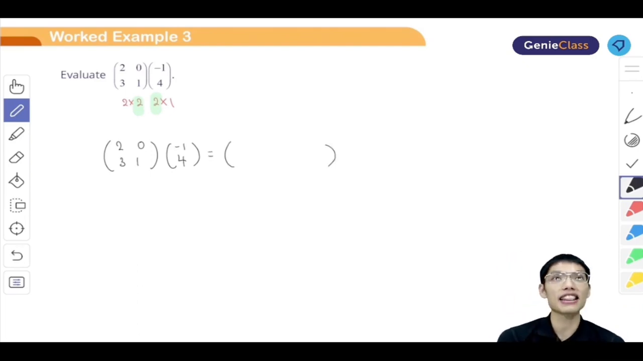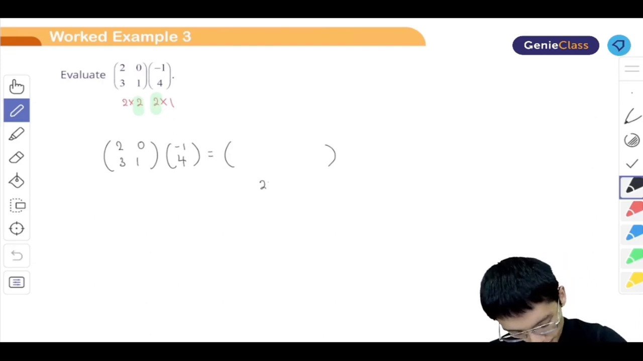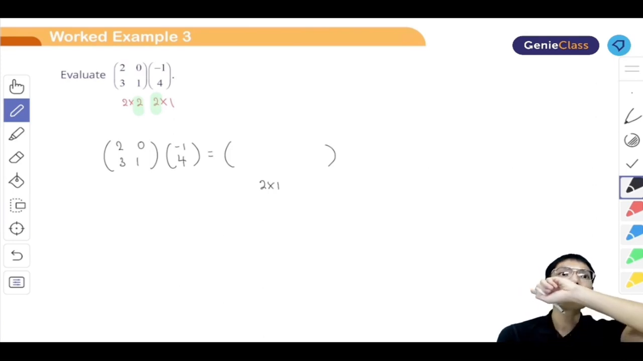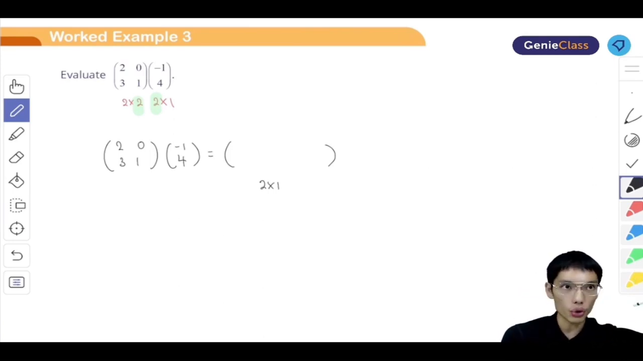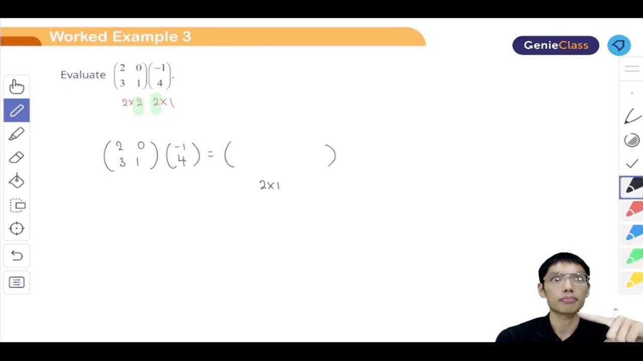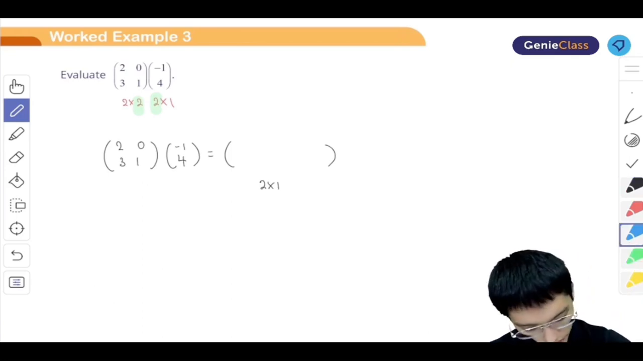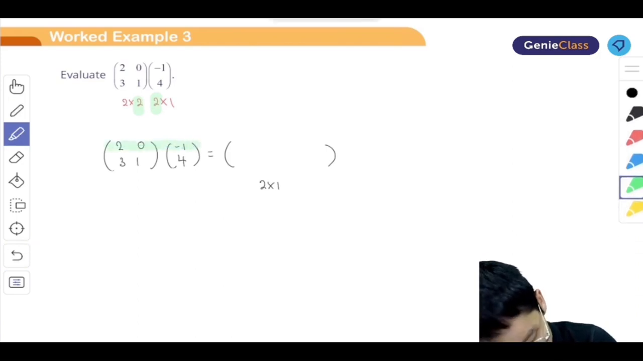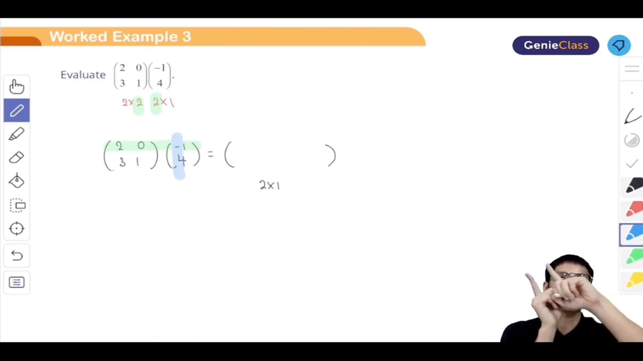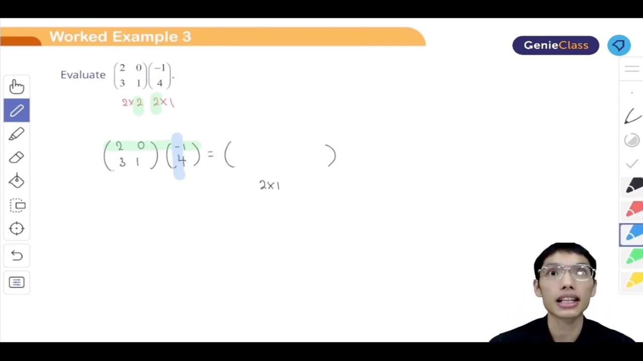I'm going to write it extended because I'm going to show you how all the elements come about. Now, 2 by 1. Now, I want the first row, because 2 by 1 means there are 2 rows. I want the first row, first column. So how do I do it? First row, first column. Again, top to top, bottom to bottom in this particular case.